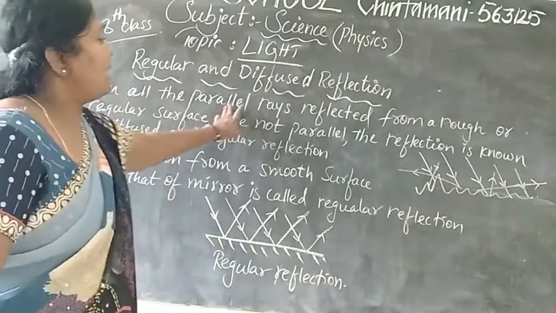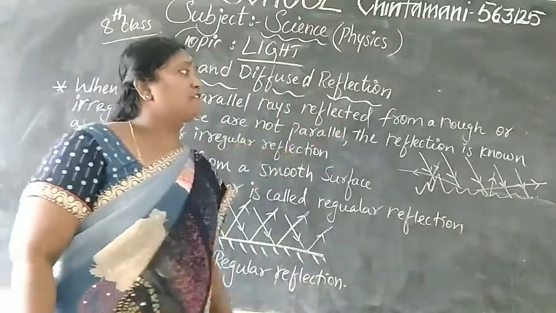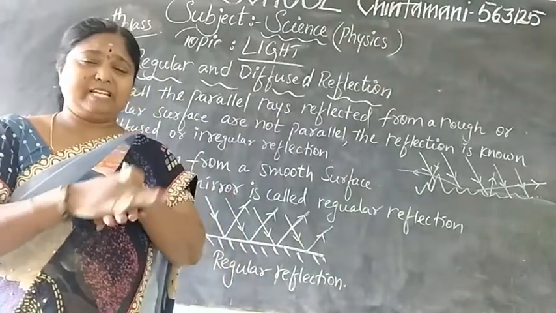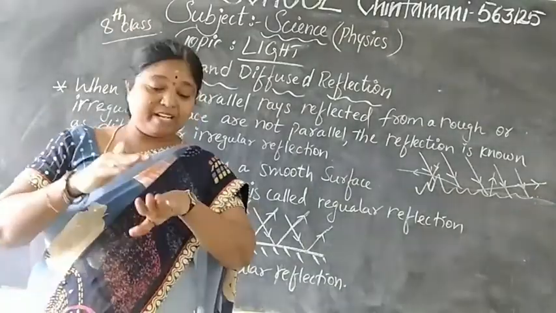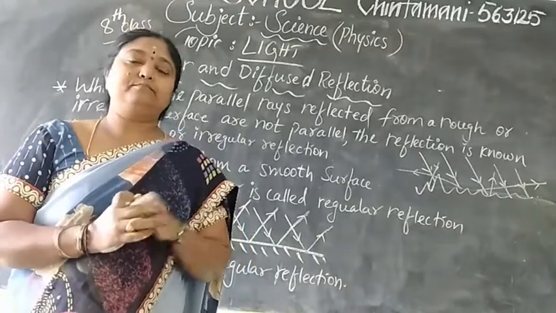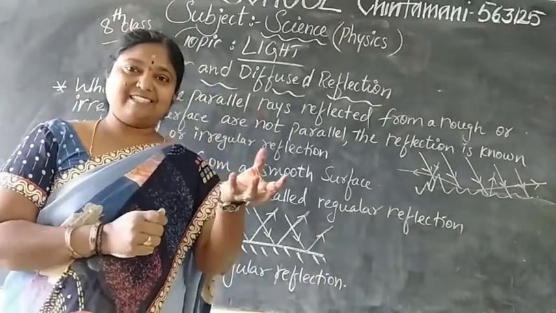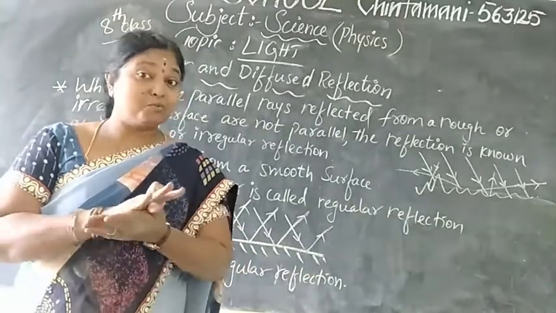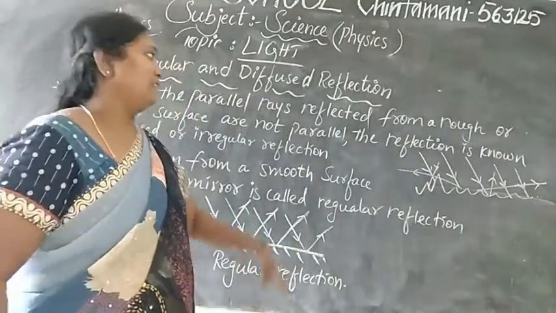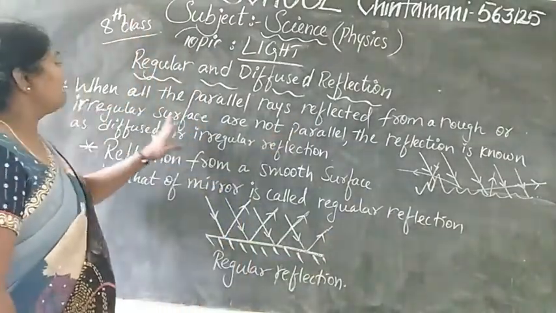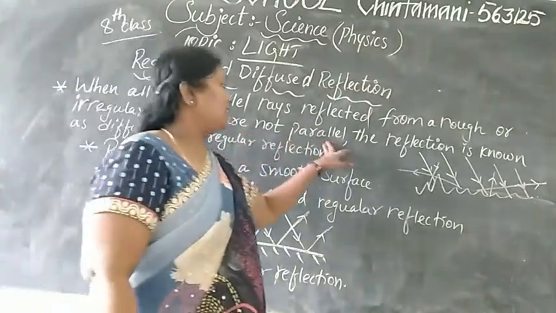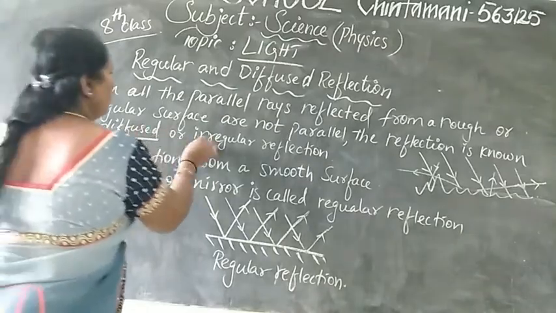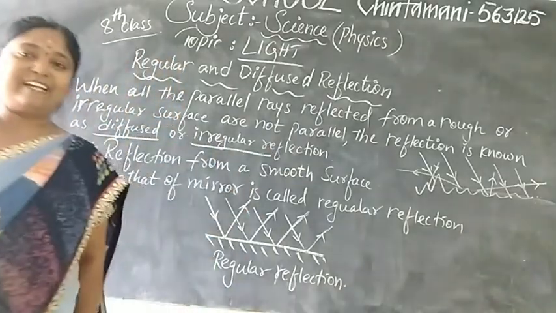When all the parallel rays are reflected from a rough surface, meaning it won't be a smooth surface. Example, if you take a mirror, it will be very smooth. But if you take a duster or a table or any other thing, it won't be smooth. That is called a rough or irregular surface. The reflection is known as diffused or irregular reflection.